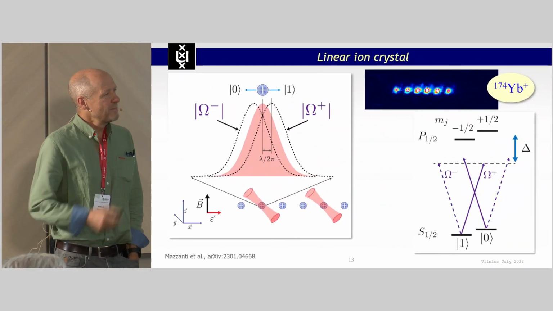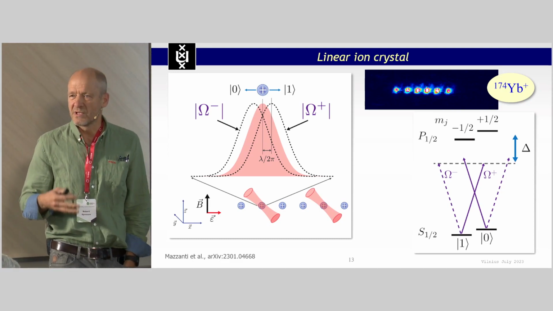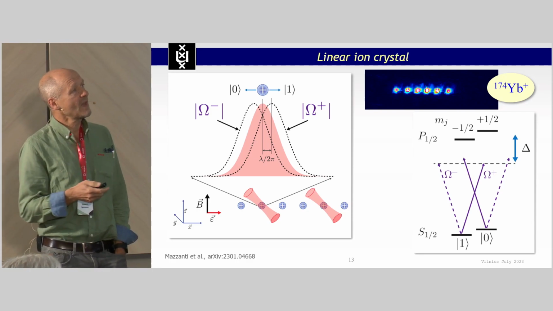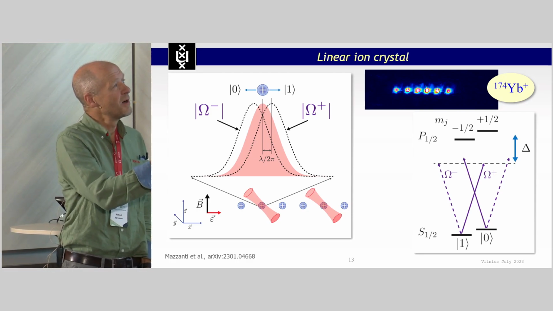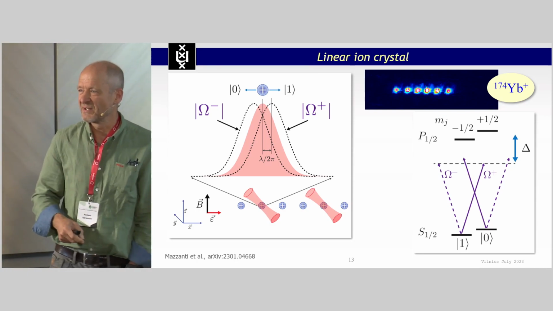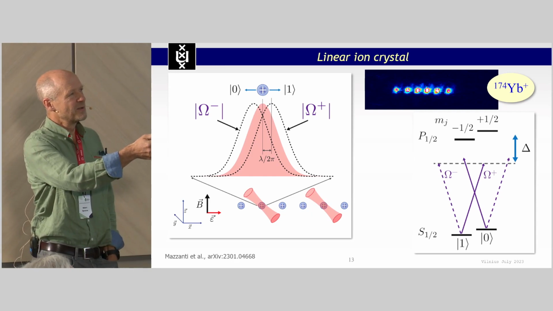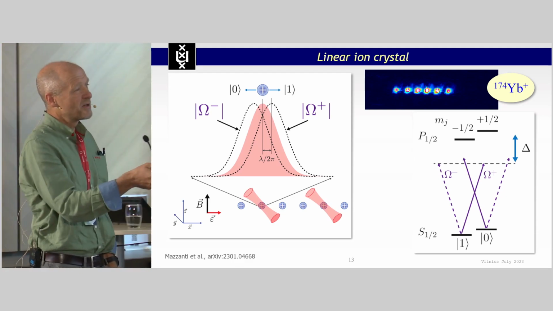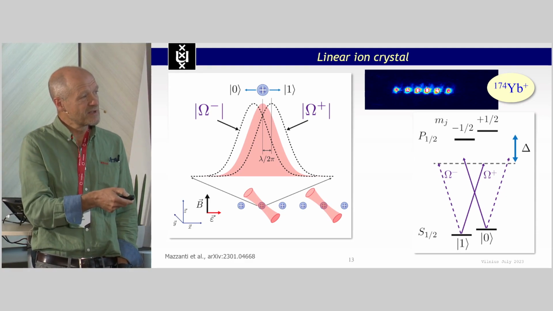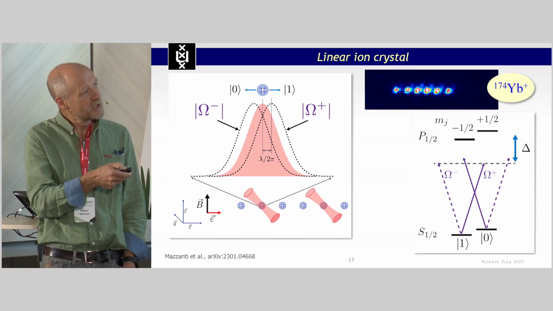So then I talked to my colleague René Gerritsma, who is an expert in ion trapping. And here you see a linear ion crystal. Only 6 ions, not so many as Rainer showed us, but anyway, it's a linear crystal of 174 isotope ytterbium ions. And this isotope has exactly the level structure that I showed you before: spin 1/2 down here, spin 1/2 up there.